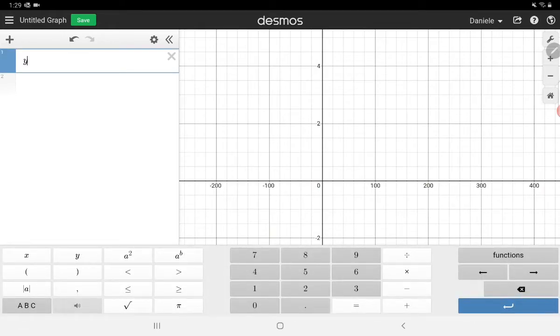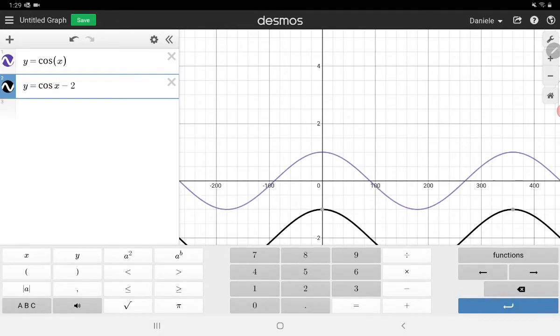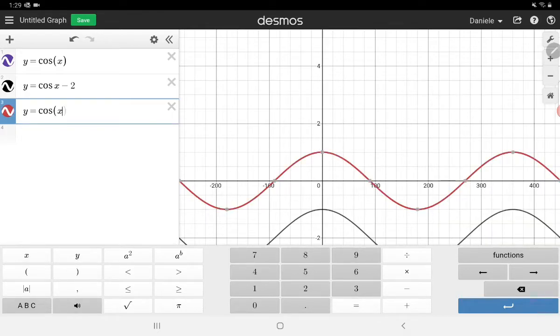Okay, let's start off with y equals cosine of x. Then we'll do y equals cos of x, oh, no brackets there actually, cos of x. And then it was minus 2. And then y equals cos x plus 4.